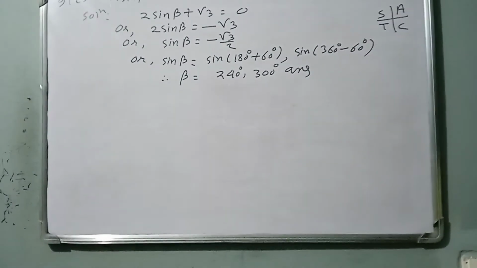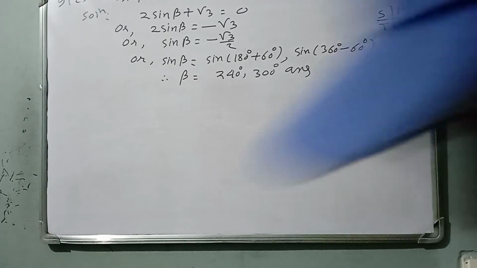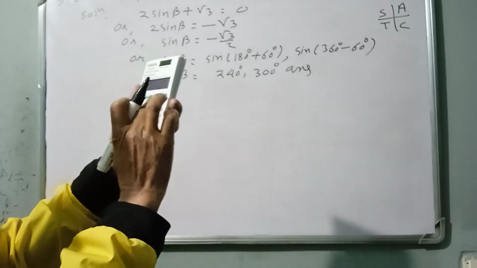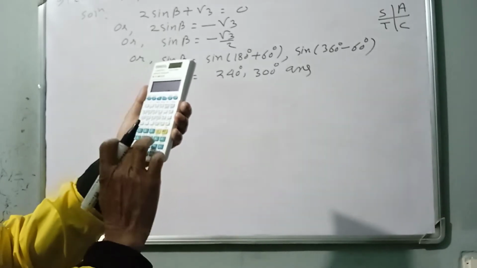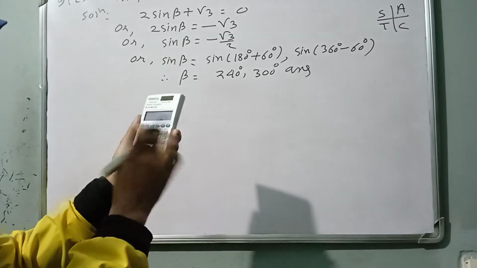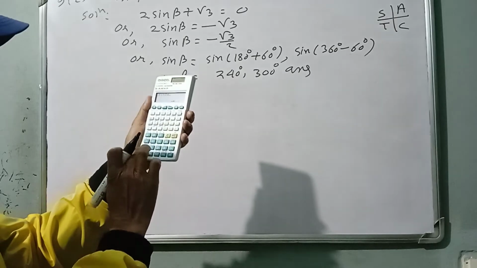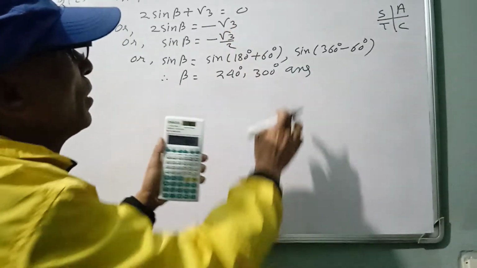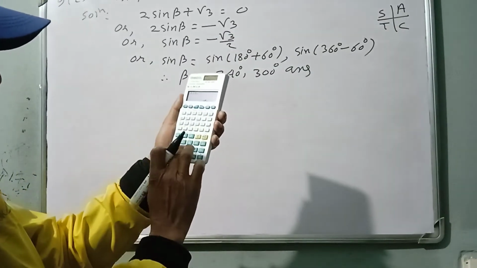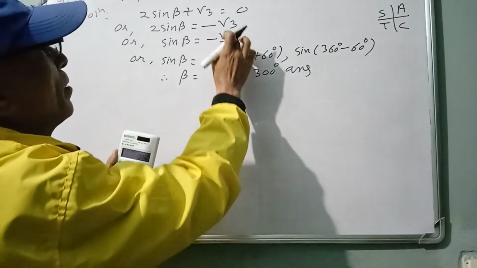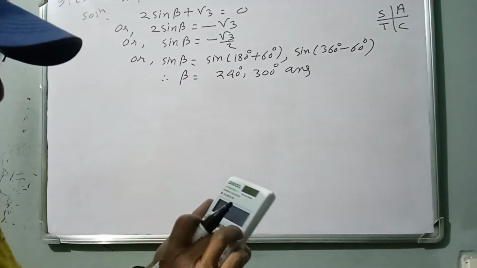So check the answer. You can check the answer if it's correct or not. See, sine 30 degree is 0.5. Sine 240 degree, what is the value? Minus 0.866, means root 3 by 2. Again, sine 300 degree is minus 0.866. Minus, because root 3 by 2 is 0.866. Correct.